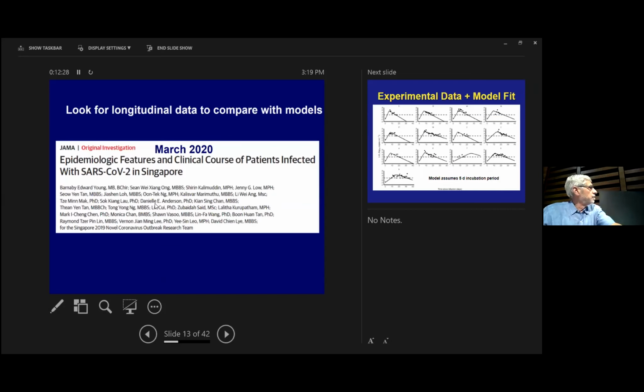So that's fine. Those are nice toy models. They were inspired by influenza and some other viruses. So does that match SARS coronavirus too? We've been looking for longitudinal data to compare with models.